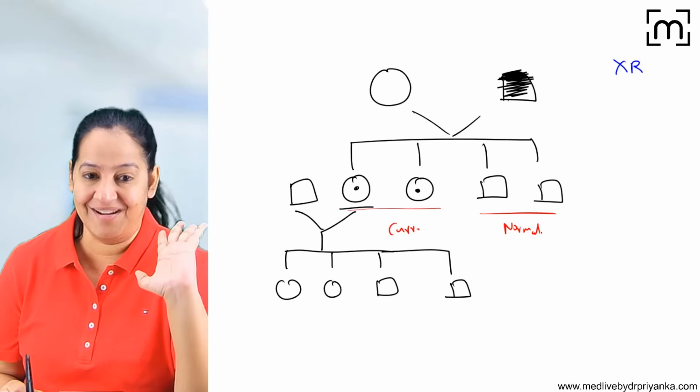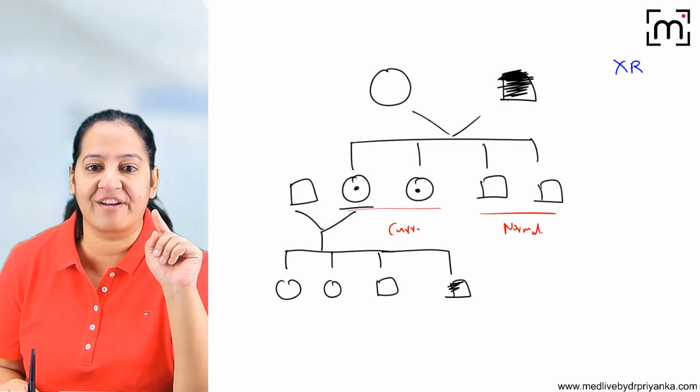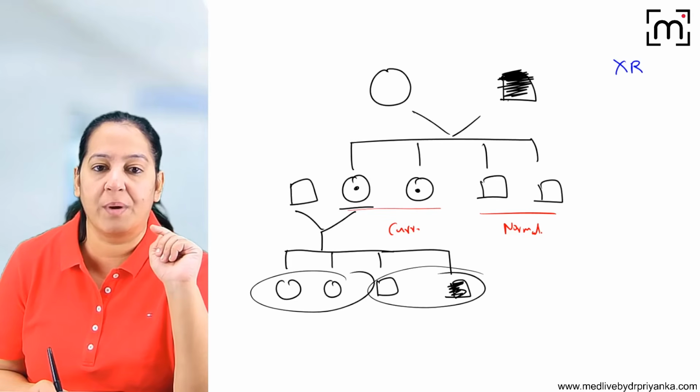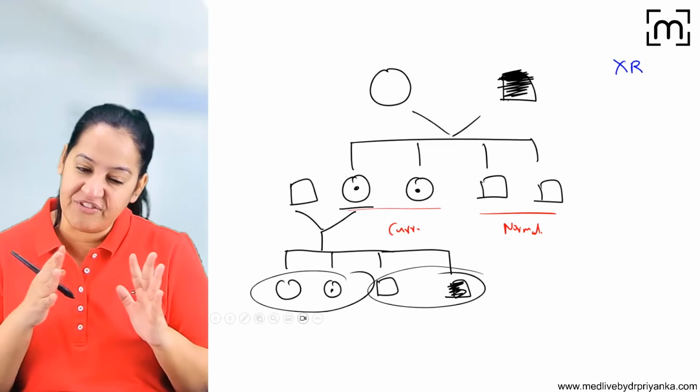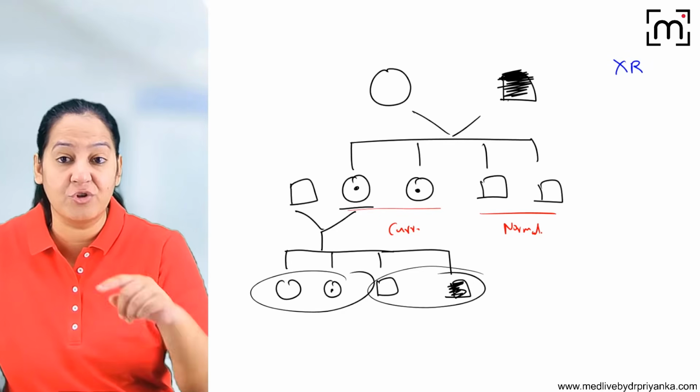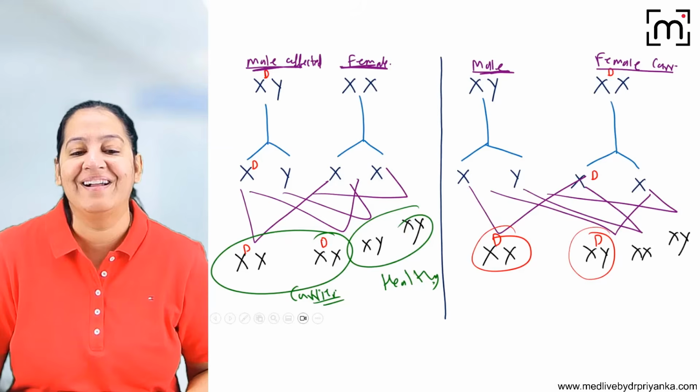But mother is impartial. Out of the 2 sons, one is affected, one is healthy. And out of the 2 daughters, one is carrier, one is healthy. So mother is giving 50% disease to the daughters and 50% disease to the sons. So this is the pedigree of X-linked recessive. You should be able to draw it whatever you are saying.